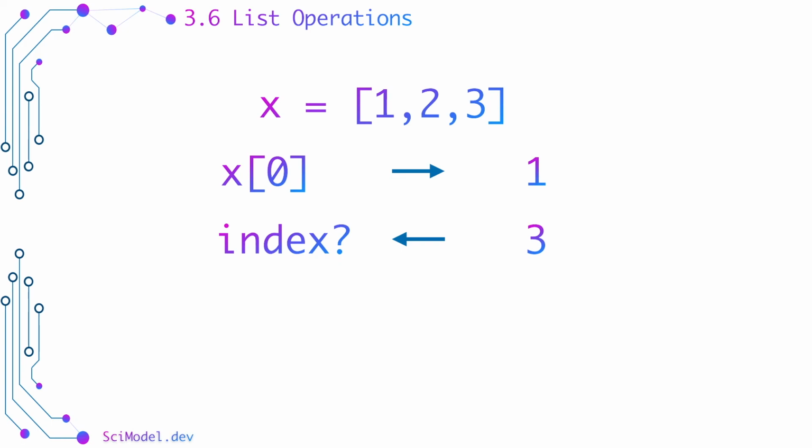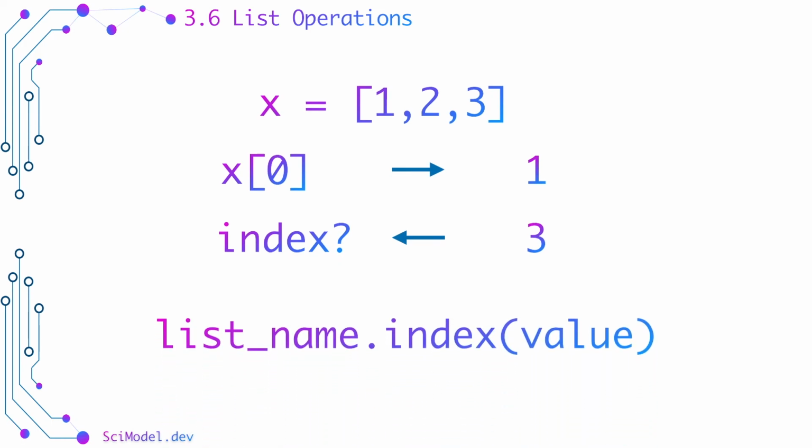This is the syntax of the index function. You can see that it is similar to that of the append method. The input to this function is the value to be located, and the output will be an index where this value is located in the list. Let's take an example.